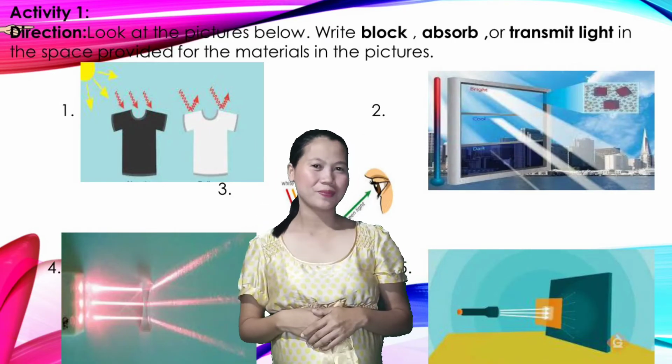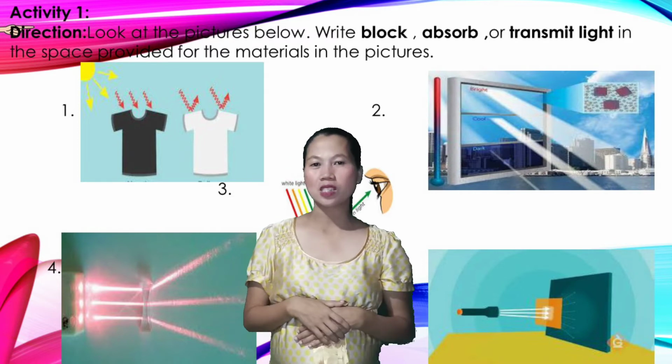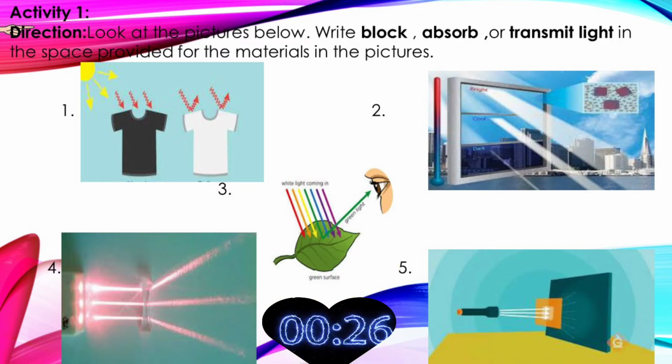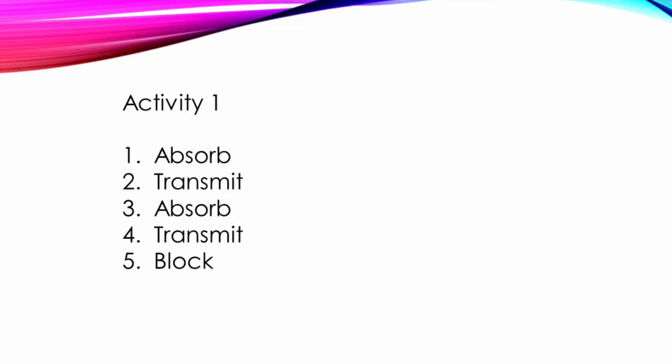Let's answer activity 1. Look at the pictures. Write block, absorb, or transmit light in the space provided for the materials in the picture. Let us check your answers. Number 1, absorb. 2, transmit. 3, absorb. 4, transmit. 5, block. If you got it right, excellent!